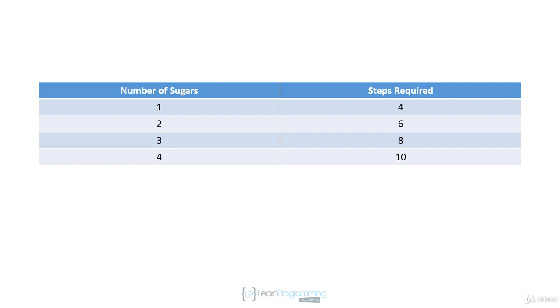If you want 4 sugars in your tea, then you're going to have to repeat steps 3 and 4 4 times. And so you're going to take 10 steps to put sugar in your tea.